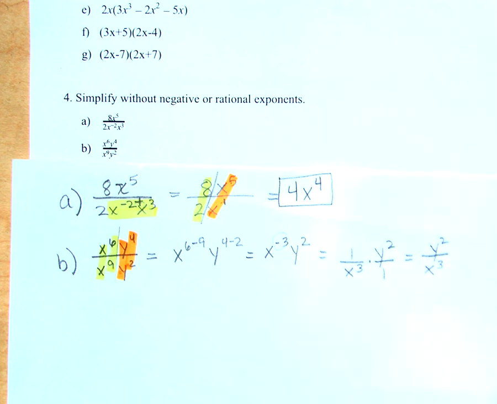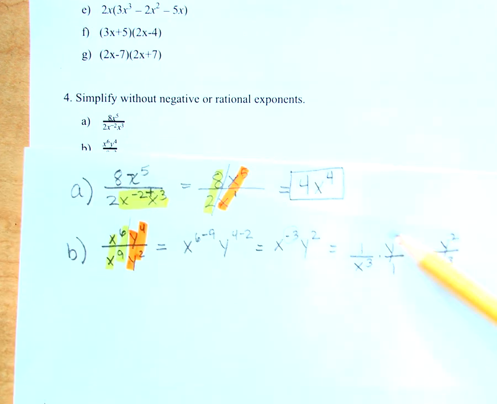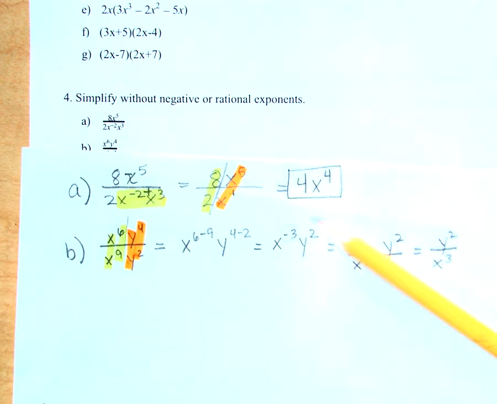Now remember I said you can skip this step. This is what actually happens. If the exponent's negative, that means I needed to take the reciprocal of it, which means it's going to end up in the bottom of the fraction. That's always going to happen. Okay? So that would be my final answer.